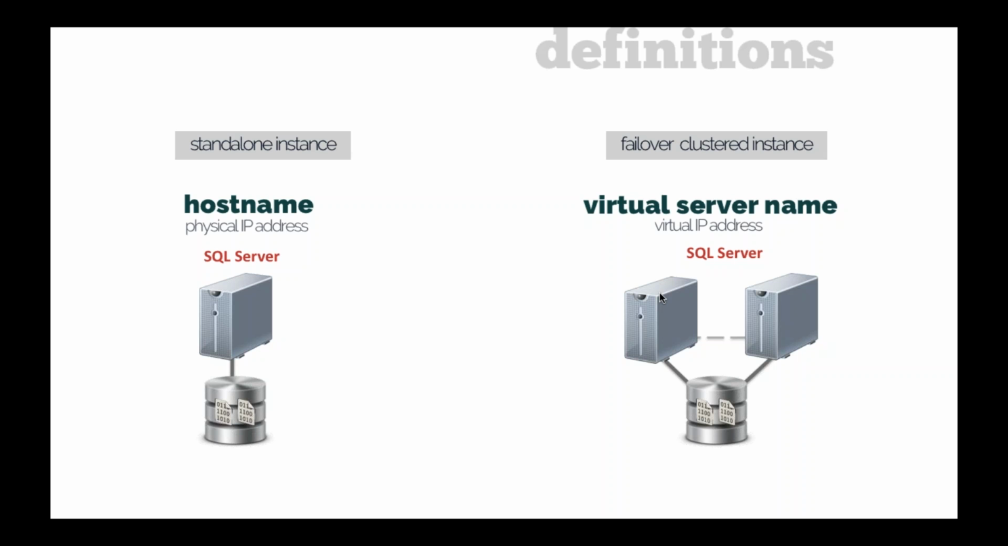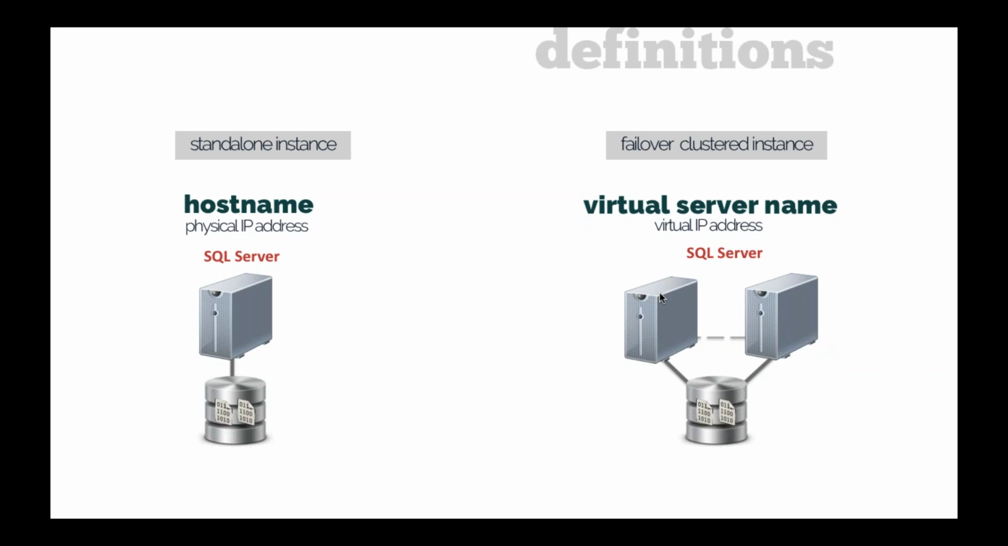Of course, you have your physical IP address. The only way for you to access a SQL Server instance, whether it's a standalone instance or a failover clustered instance, across the network, is if you know the IP address. Of course, we don't memorize IP addresses, so the way we do that is by using the host name, and the host name is mapped to the physical IP address. And the same thing with failover clustered instances. We access the virtual server name, and the virtual server name has a virtual IP address attached to it.